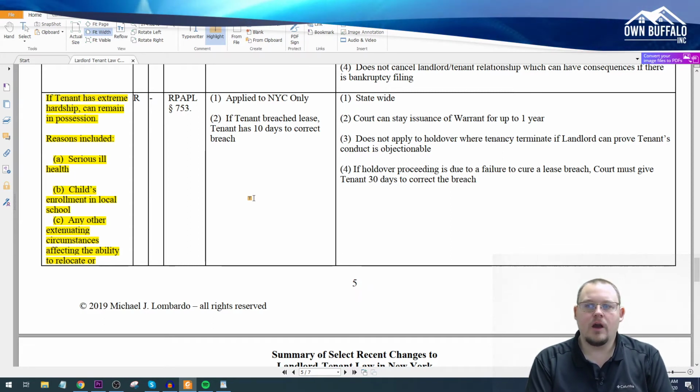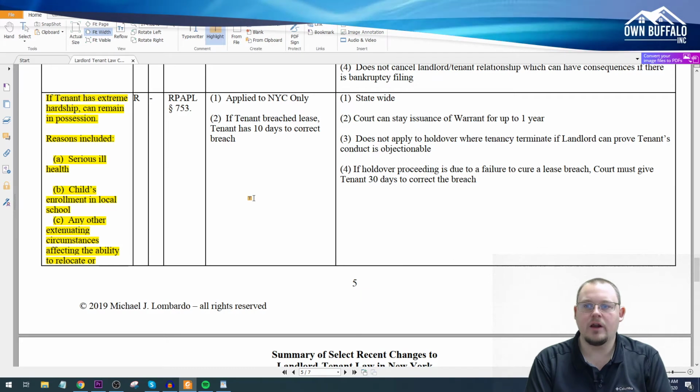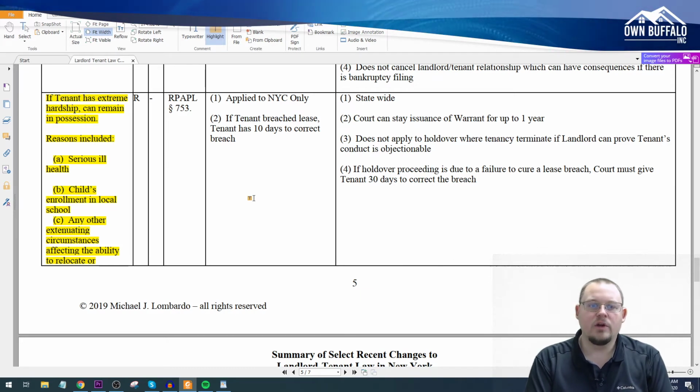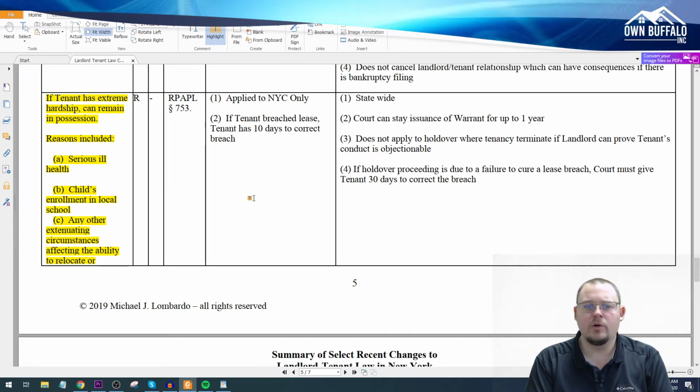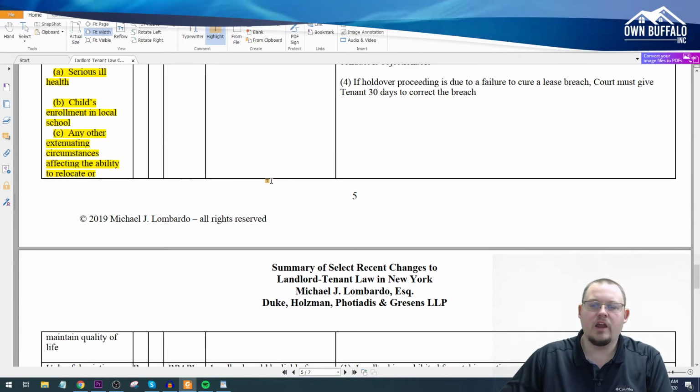You do have the ability to attempt to prove, as the landlord, that the conduct of the tenant is objectionable and that there's a reason that they can't stay or anything like that. But the reasons that the tenant can request that hardship include serious illness, a child's enrollment in a local school, or other extenuating circumstances affecting the ability to relocate or maintain quality of life.